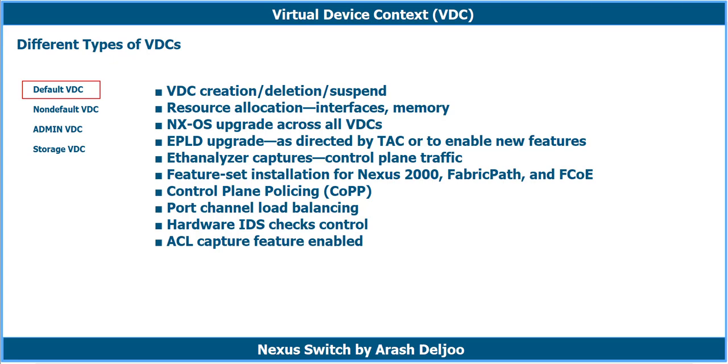It is important. The following list describes the different types of VDCs that can be created on the Nexus 7000. First, about the default VDC. When you first log into the Nexus 7000, you log into the default VDC. You must be in the default VDC or the admin VDC, I will explain about the admin VDC in this video in a next step, to do certain tasks.